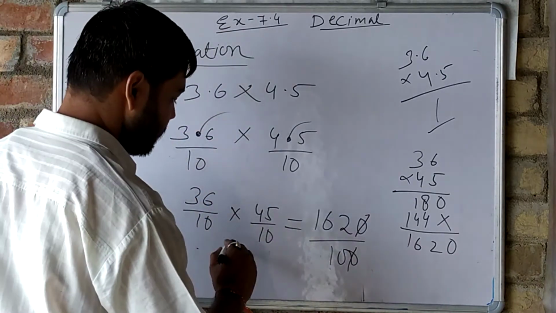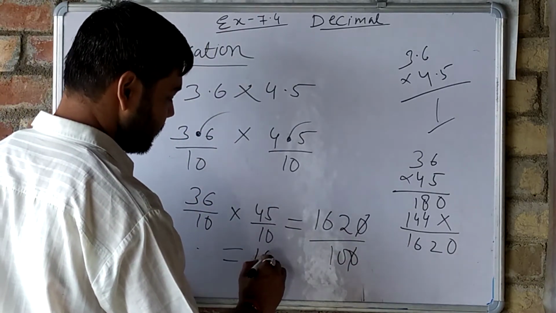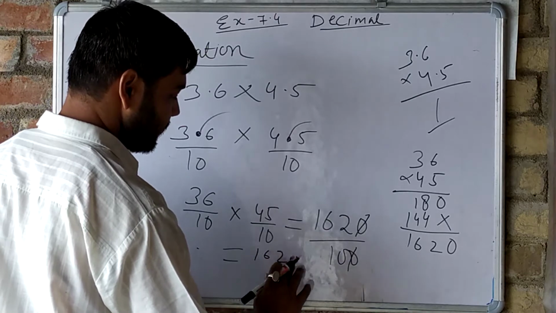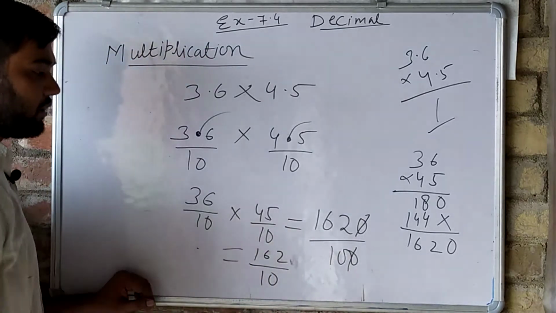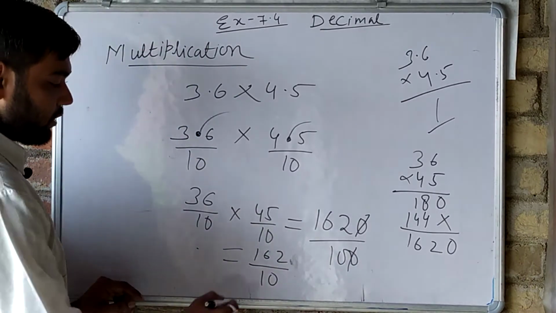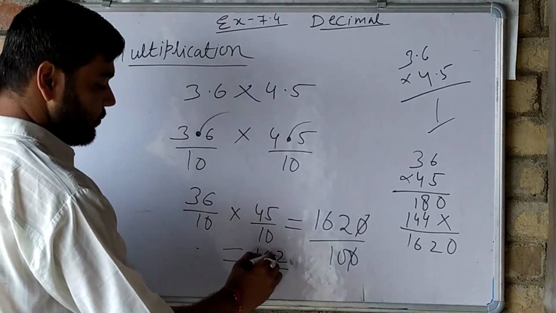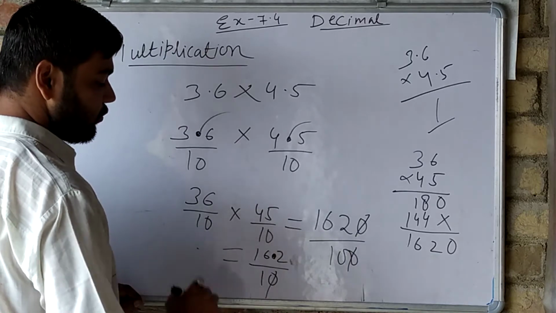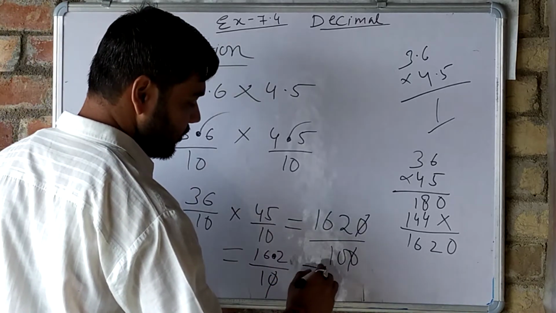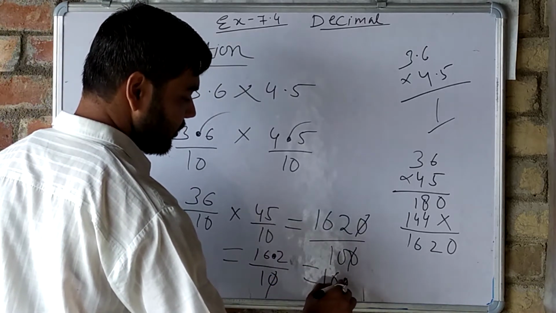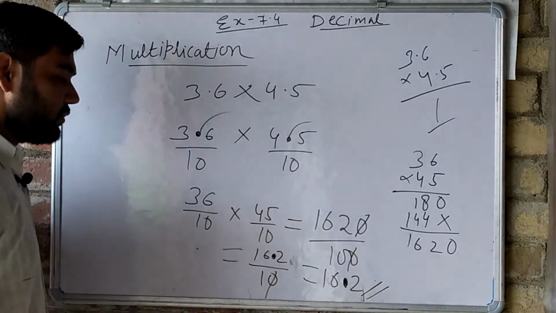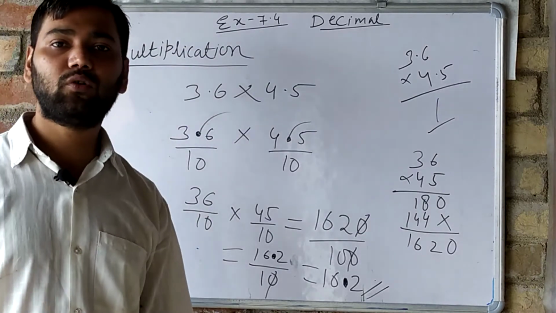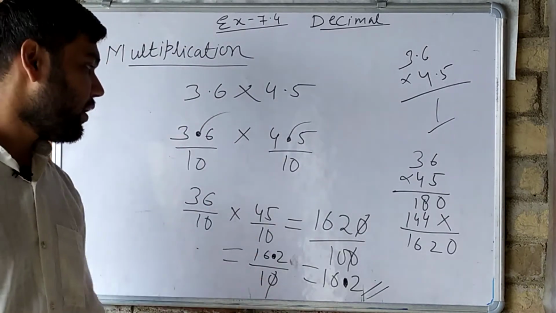It is now 162 upon 10. Now the result is 162 upon 10. We will remove the 10 and place one decimal over here. So the answer will be 16 decimal 2. This is the answer. Okay, 16.2. 16.2 is the answer of this multiplication.